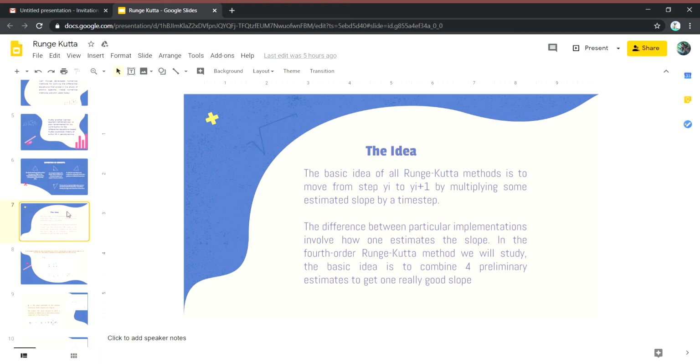The basic idea of all Runge-Kutta methods is to move from step y_i to y_{i+1} by multiplying some estimated slope by a time step. The difference between particular implementations involves how one estimates the slope. In the fourth order Runge-Kutta method we will study, the basic idea is to combine 4 preliminary estimates to get one really good slope.